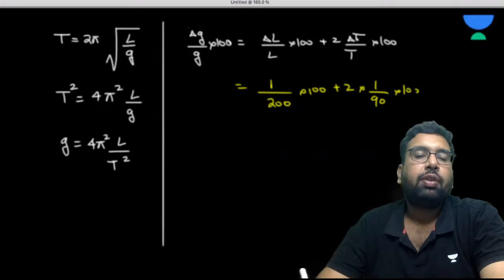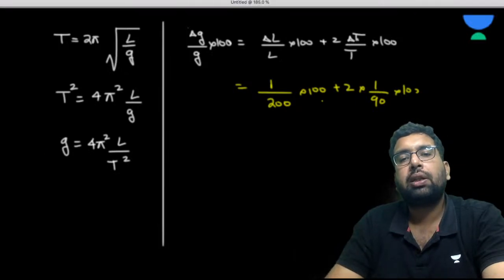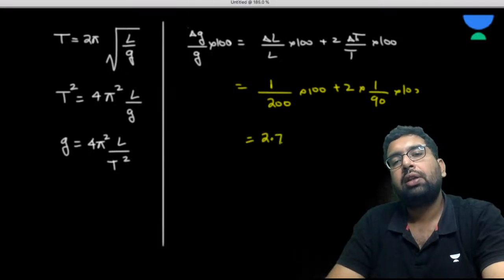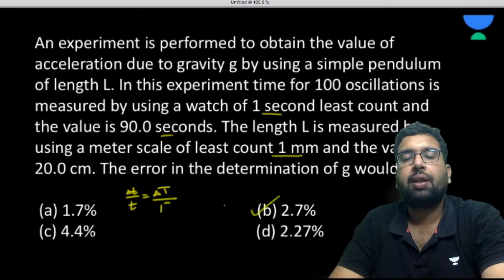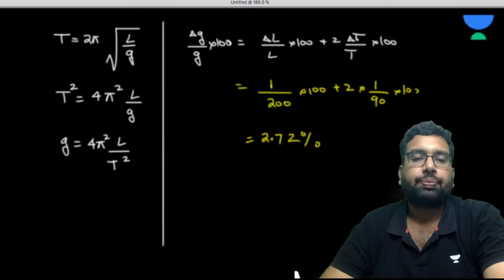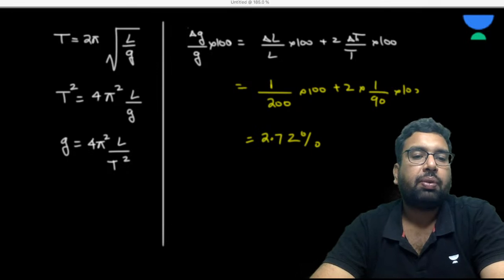So when we solve it, what we are getting? We are getting 2.72%. So it would be B option. I hope it is clear to everyone, right? Okay. Let's move to one more question.